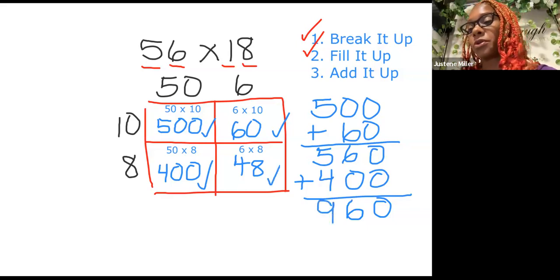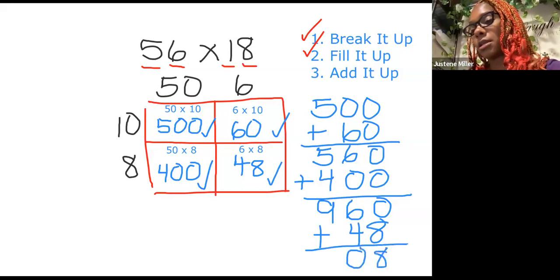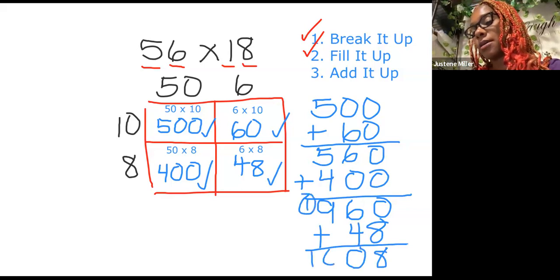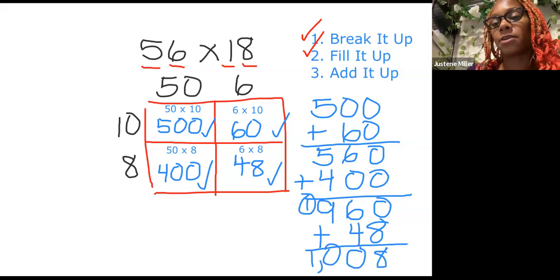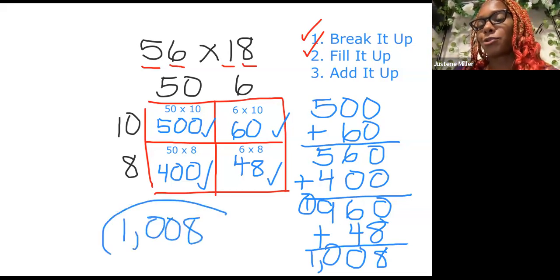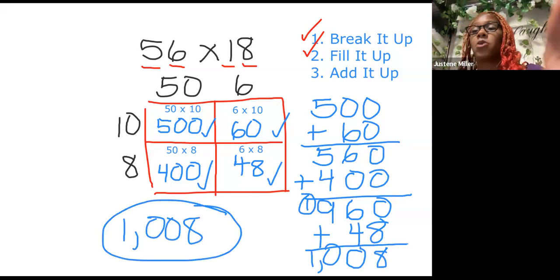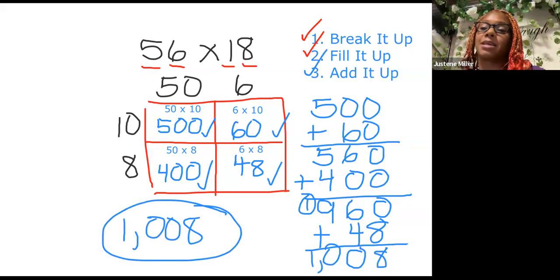Last one is plus 48. Make sure those place values are lining up. I have 0 plus 8 is 8. 6 plus 4, 10. 1 plus 9, another 10. Final answer is 1,008. Circling that answer for your teacher because she loves it. All right. I hope that was good. We finished that last step. We broke it up, filled it up, and then added up.